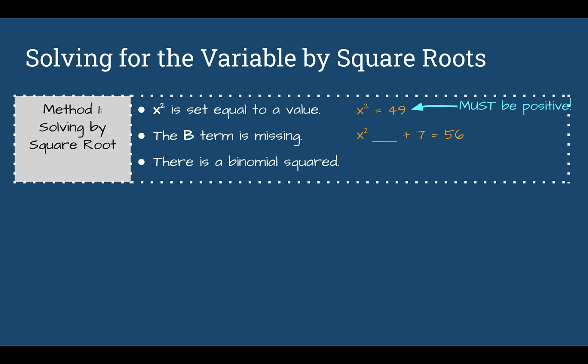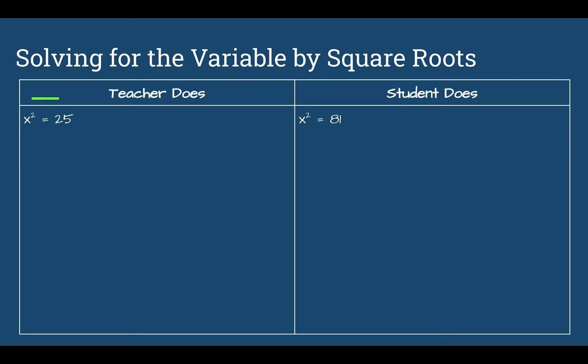Finally, this method works well when there's a binomial squared. So that binomial, x plus 3 to the second power. Essentially, the binomial in parentheses there works the same as x to the second power. We'll see in the third example. So let's get into how this works.